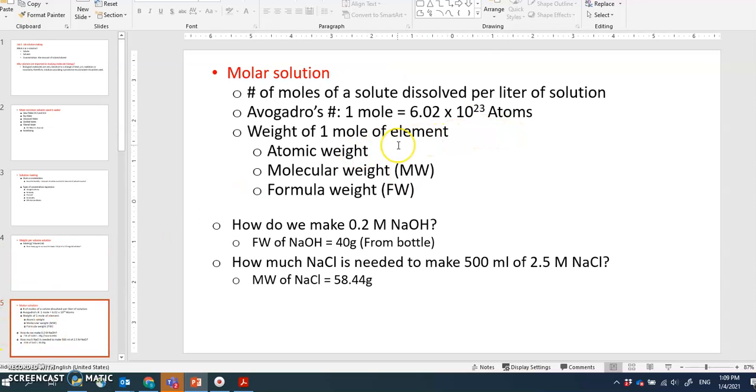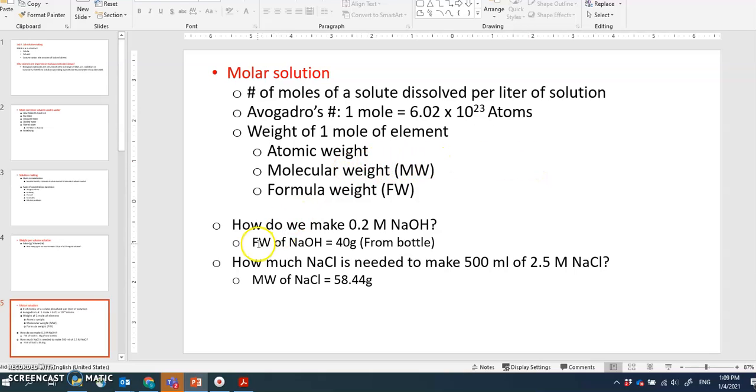And about molar solution. A mole in chemistry is defined as what? 6.02 times 10 to the 23 atoms. That's the amount of a mole, right? So the weight of 1 mole of an element, we call that atomic weight or molecular weight or formula weight. If you look at the chemical formula describing the particular chemical, you add up all the atomic weights of all those elements together, then it'll give you the molecular weight, right?